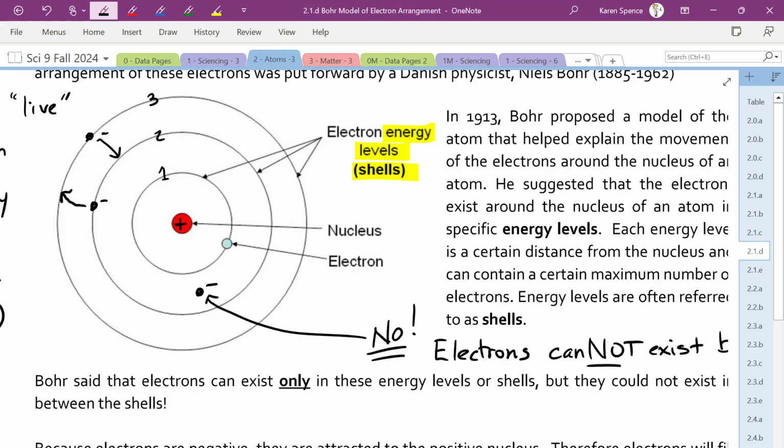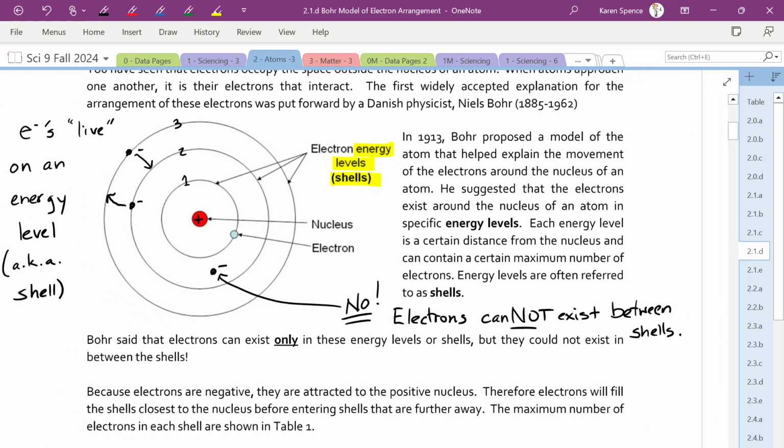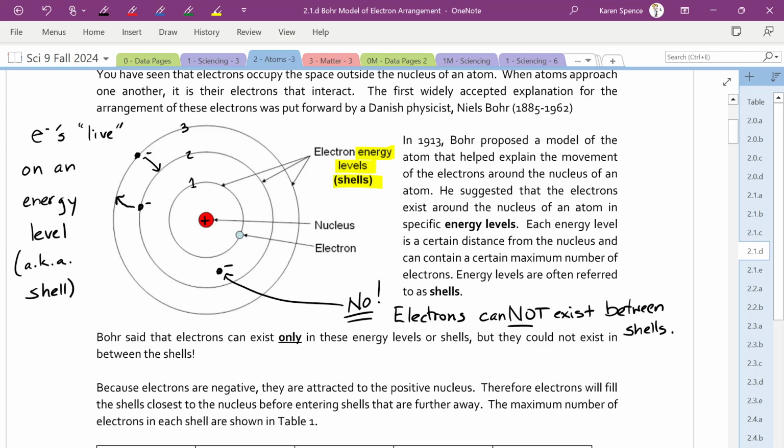All you need for grade 9 is that the electrons can live only on an energy level and they cannot be in between. Okay? And that's it. That's all you need to know.